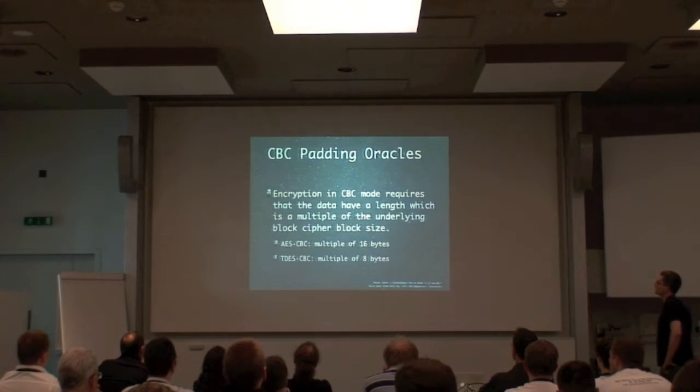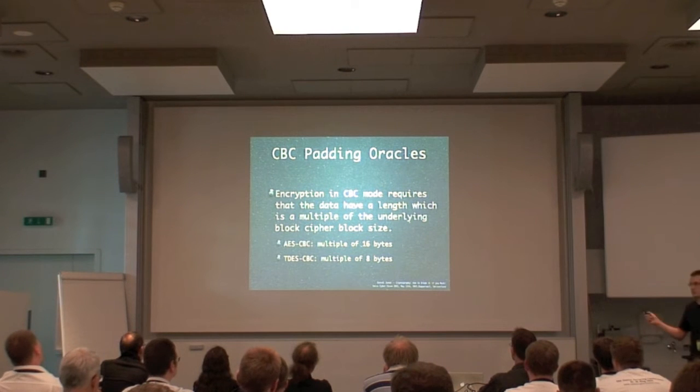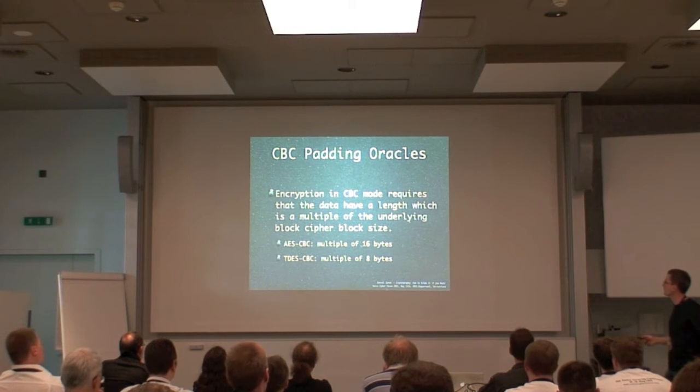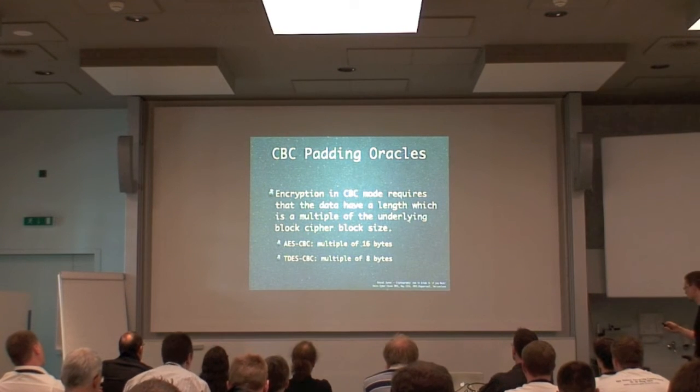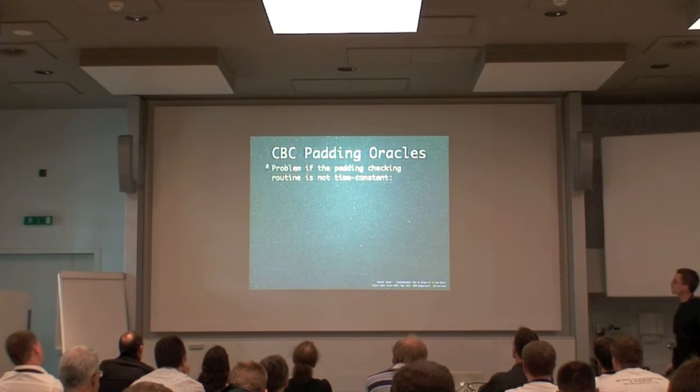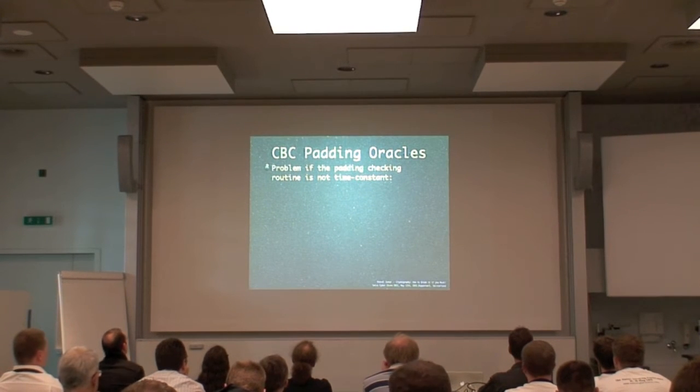Okay. Now, of course, I said that the CBC mode requires that the data have a length which is a multiple of 8 or 16 bytes, depending on the size of the block cipher. For instance, AES is 16 bytes and 3DES is 8 bytes. And of course, you will have a problem, a very basic engineering problem.